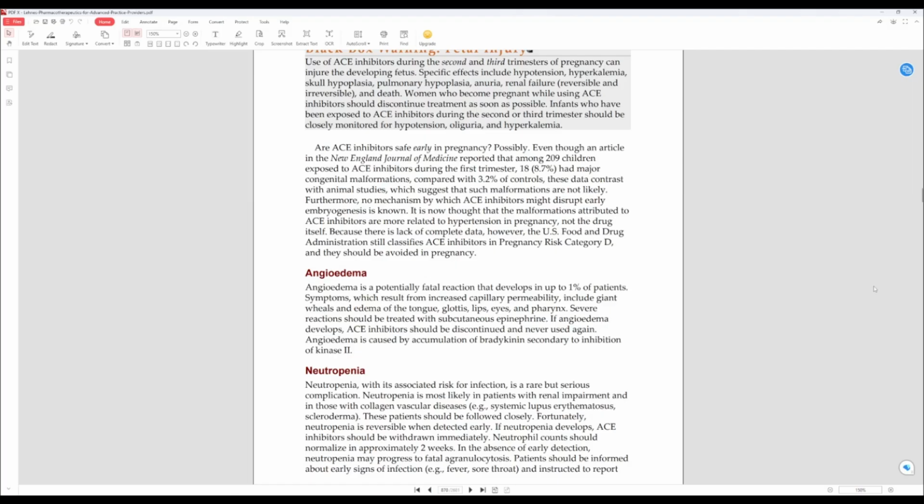It is now thought that the malformations attributed to ACE inhibitors are more related to hypertension in pregnancy, not the drug itself. However, because there is a lack of complete data, the FDA still classifies ACE inhibitors in pregnancy risk category D, and they should be avoided throughout the pregnancy.